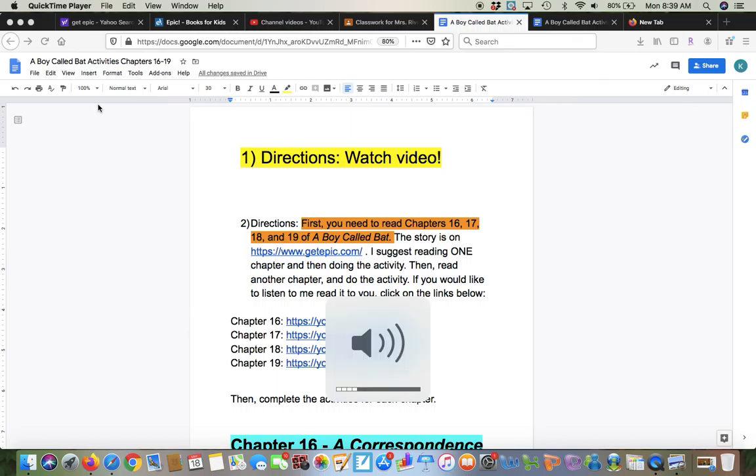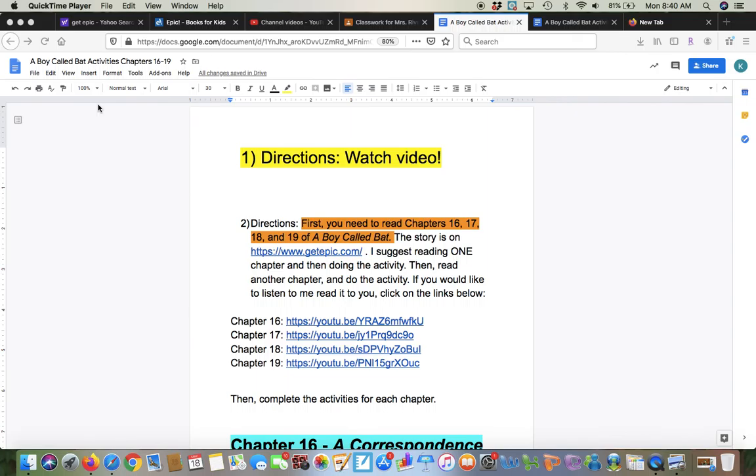I'm just going to explain how to do the activity for this week. It's pretty much the same as last week and the week before. I'm trying to follow the same pattern so that you get used to it. You should be reading chapters 16, 17, 18, and 19 of A Boy Called Bat.